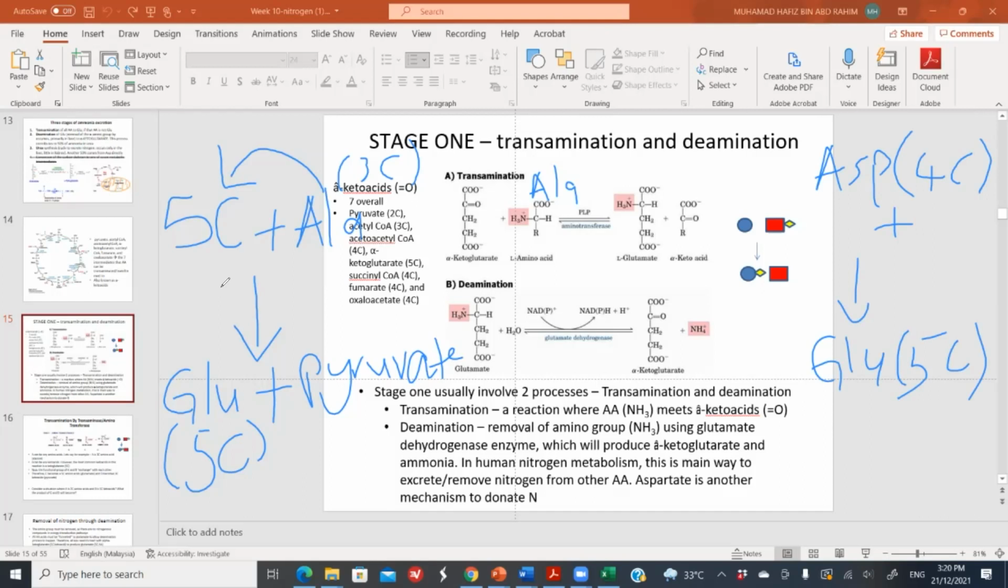Aspartate kan tambah apa? Kalau boleh jawab ni maksudnya faham transamination ni. Aspartate ni dia akan pindahkan nitrogen dia kepada alpha keto kan kat sini. So what kind of alpha keto it must react with aspartate to form glutamate? Alpha keto ada banyak. Ni alpha keto dah 7 ni: pyruvate, acetyl CoA, alpha ketoglutarate, succinyl CoA, fumarate and oxaloacetate.